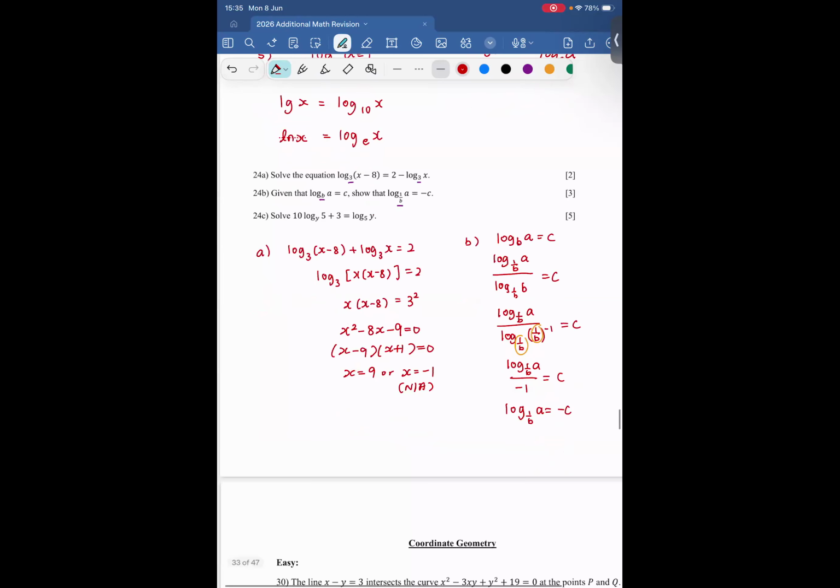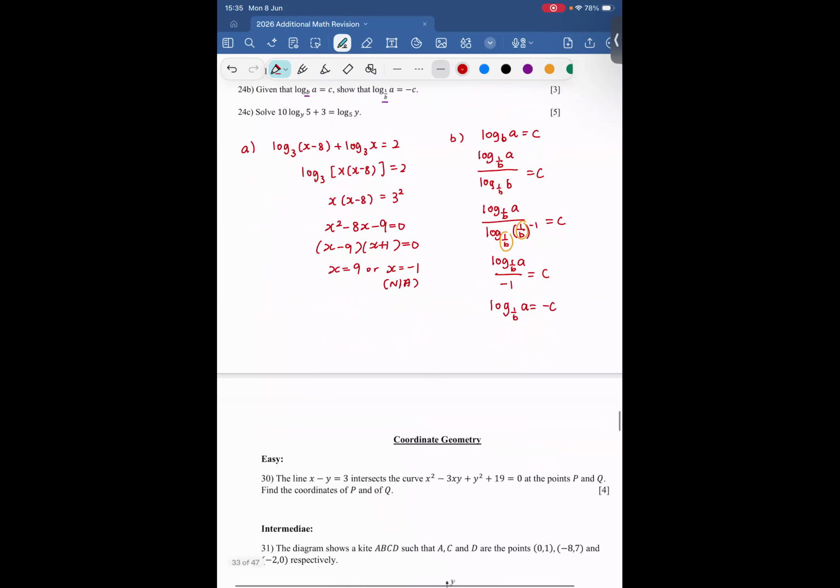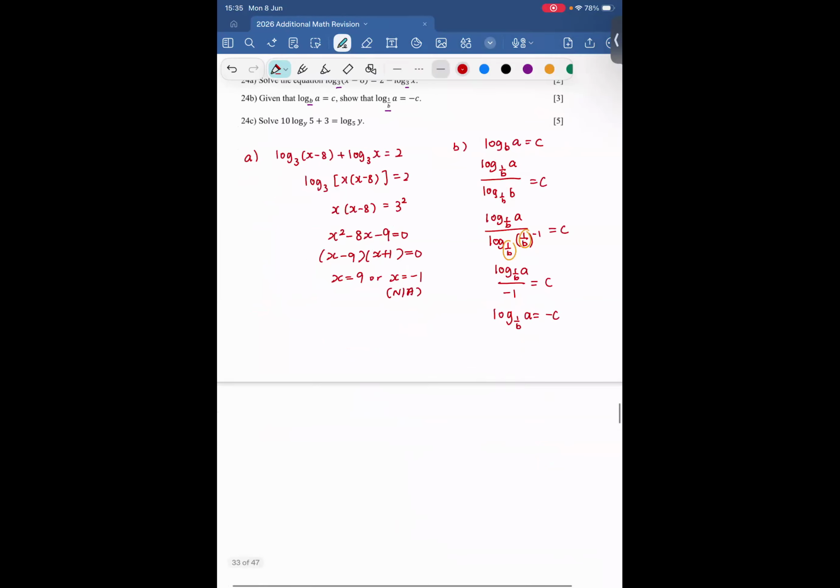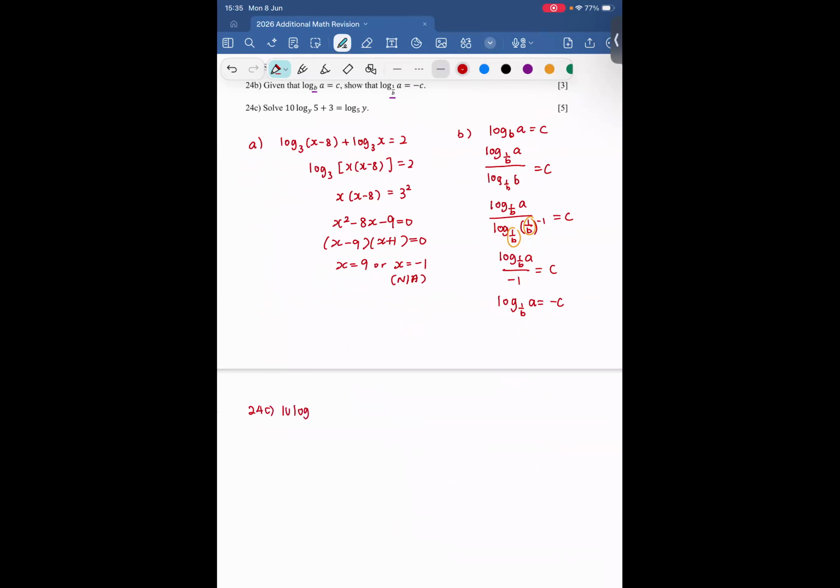Okay, so 24C, let's take a look. Solve this. So we will change this to base 5. So we will log base 5 over log base 5y plus 3 equal to log 5y. So log 5y is actually 1. This is actually 1. So it becomes 10 over.